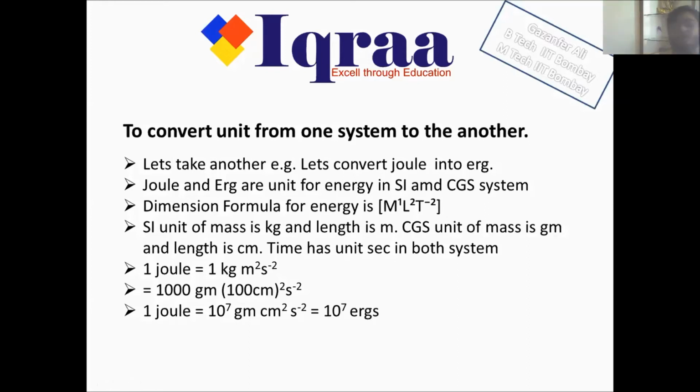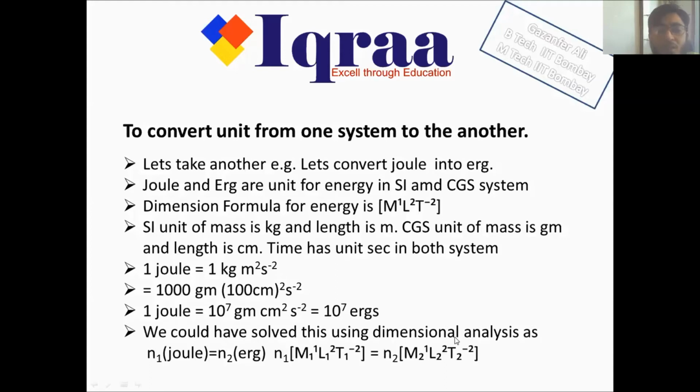So by taking two examples, I've shown you how you can use the units of the two systems, and with the help of the dimensions, we can convert from one system to another system. So let's see what can be the general formula for this. If I say N1 joule is equal to N2 ergs, then M1, L1 and T1 are the units of mass, length and time in system 1, and M2, L2 and T2 are the units of mass, length and time in system 2.